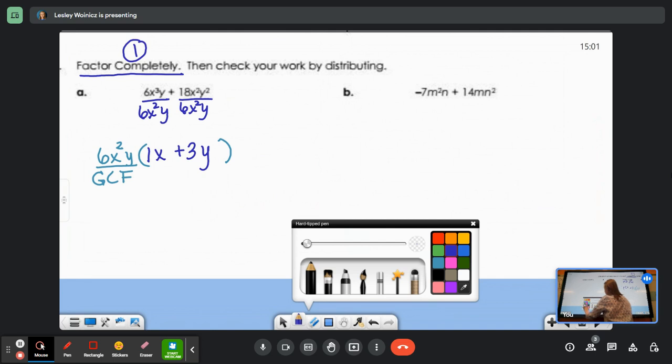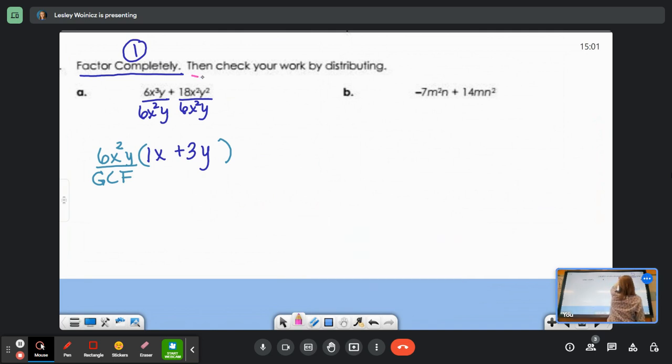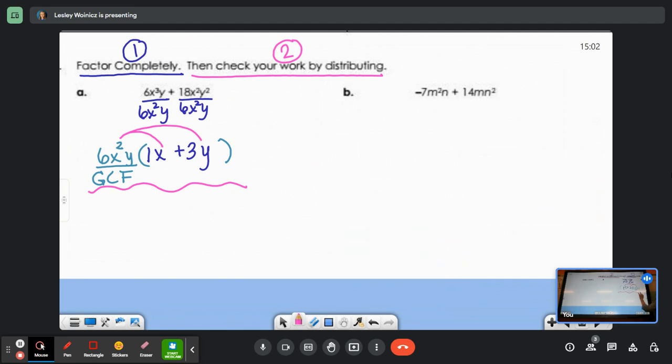What does part 2 say that we have to do? Check your work. Yep. We have to check our work by distributing. So this is part 2 down here. We just distribute. 6 times 1, 6. X squared times x, add my powers, keep the base. Oops, I wrote squared. It should be cubed.